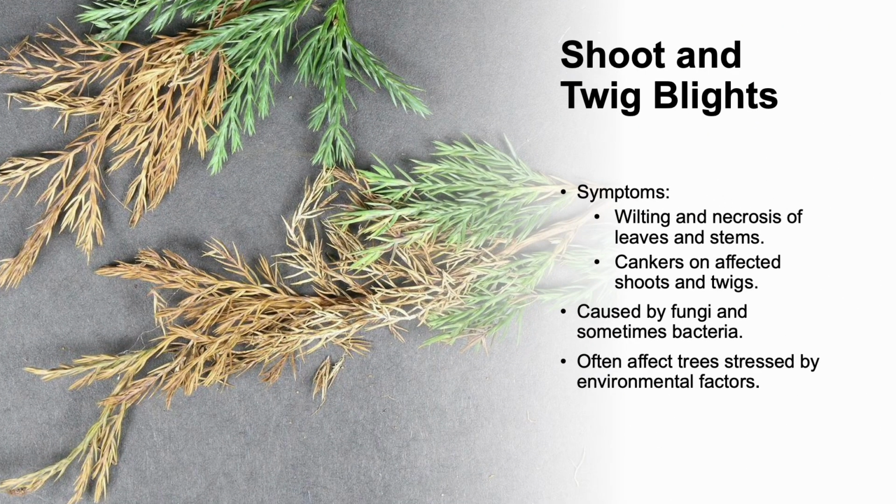Shoot and twig blights cause wilting and necrosis of leaves and stems. Cankers often form on affected shoots and twigs, which can lead to dieback. These diseases are primarily caused by fungi and sometimes by bacteria. Trees stressed by environmental factors are more susceptible to shoot and twig blights, emphasizing the importance of maintaining tree vigor to prevent infection.